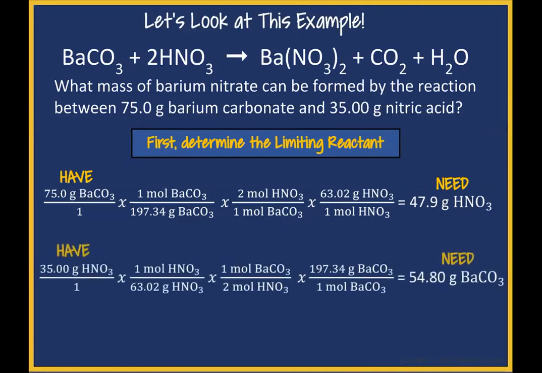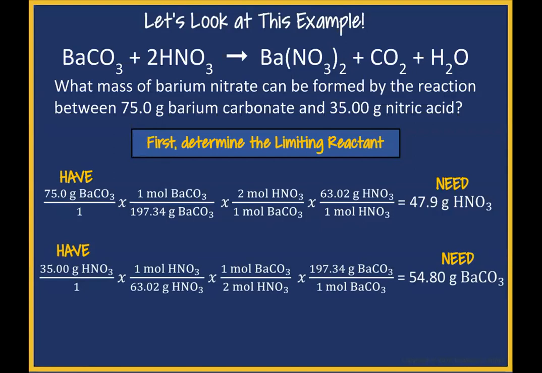35 grams of nitric acid is what we have. We're going to change it to moles, so the 63.02 comes from the periodic table. Now we're changing the moles of nitric acid to moles of barium carbonate. The 1 and the 2 come from the coefficients of the balanced equation.